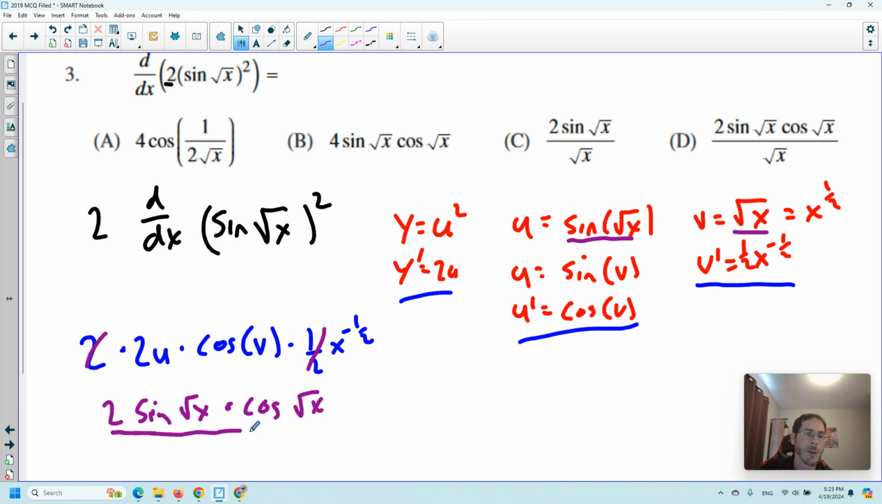X to the negative 1/2 would be divided by a square root of x, and that is in fact the big one, so that is D. So again, big chain rule on that one, but not too bad. You just got to stay calm and just do the chain rule.